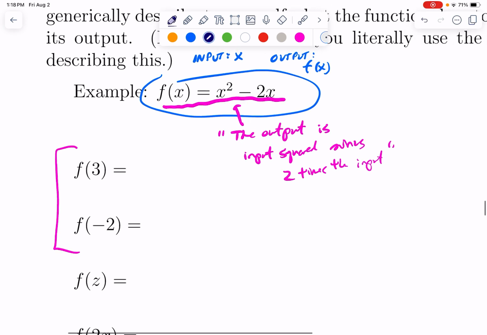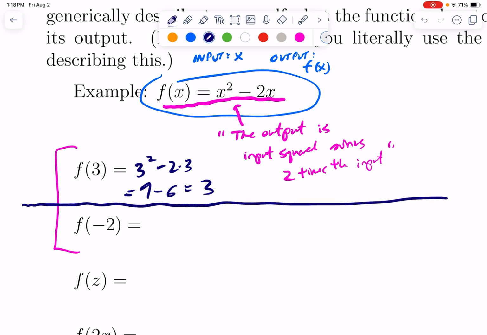So here the input is 3. So this is 3 squared minus 2 times 3. That's 9 minus 6, which is 3. So input and output are both 3. That's a coincidence. Here this is negative 2 squared. Remember those parentheses. Minus 2 times negative 2. Negative 2 squared is 4. And then we're adding 4. This is 8.